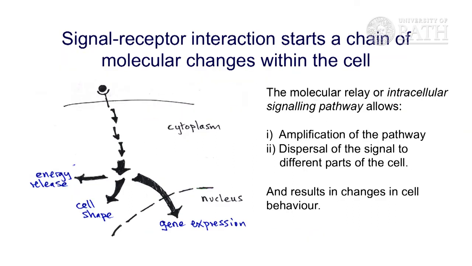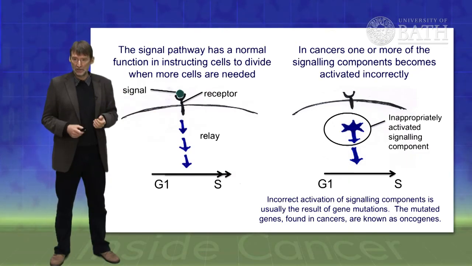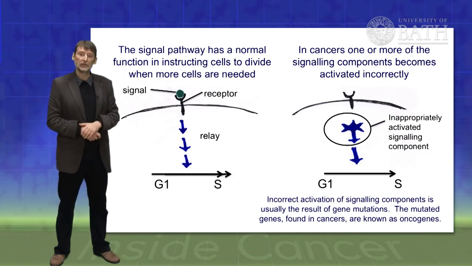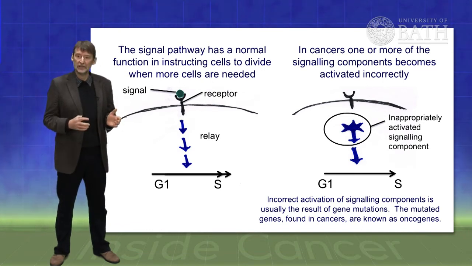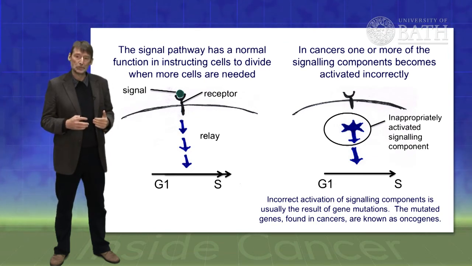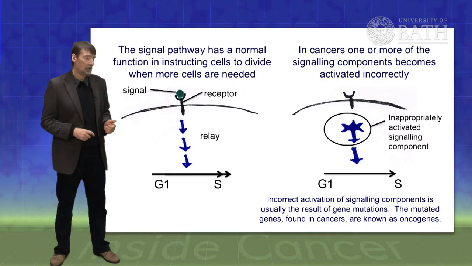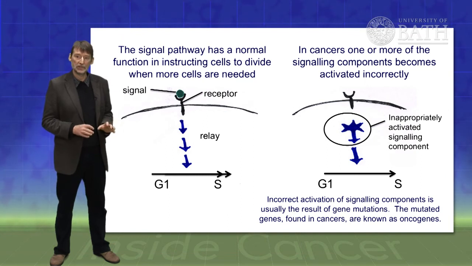phase. And what can happen in cancers is that some of these molecules, one of these molecules perhaps, in the relay, becomes inappropriately activated. And what we can see here is that even in the absence of a signal, this inappropriate activation means that the cell can progress into the first step of the cell cycle. Now, inappropriate activation of these relay components usually happens through gene mutations in cancer. And these mutated genes are known as oncogenes.